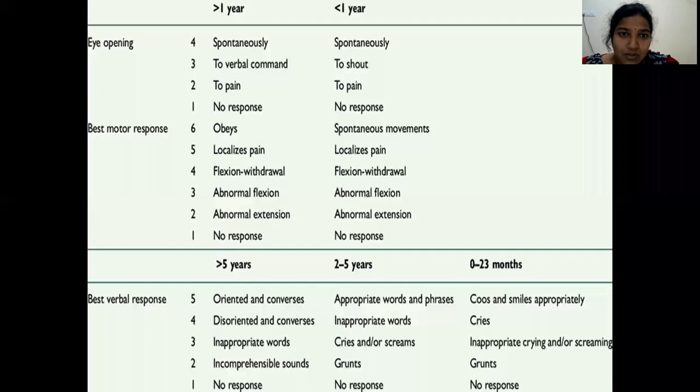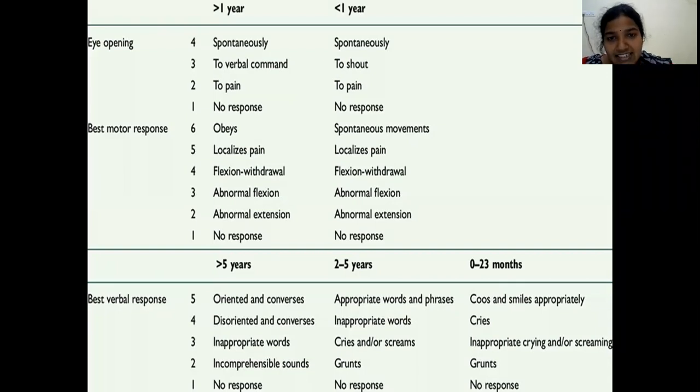One is no response, 2 is eye opening to pain, 3 is eye opening to verbal command, and 4 is spontaneous. If the child is less than 1 year, 1 is no response at all, 2 is to pain, 3 is to shout, and 4 is spontaneous. So next comes the motor component. For a child more than 1 year of age, 1 is no response, 2 is abnormal extension, 3 is abnormal flexion, 4 is flexion withdrawal, 5 is localizes pain, 6 is obeys commands.